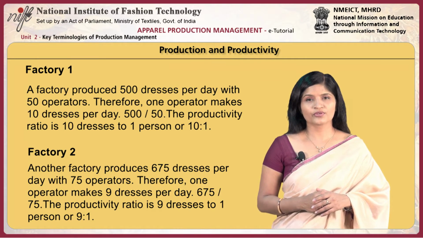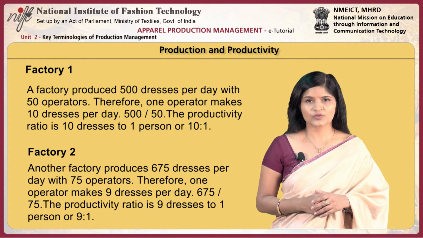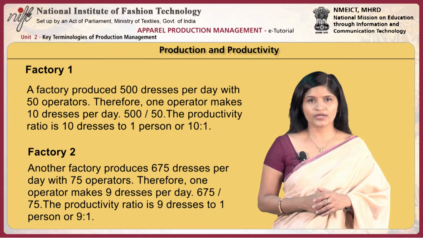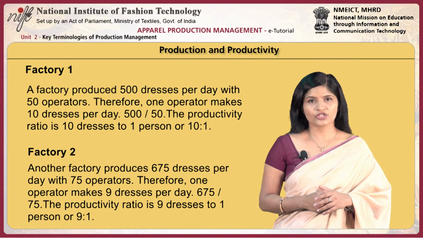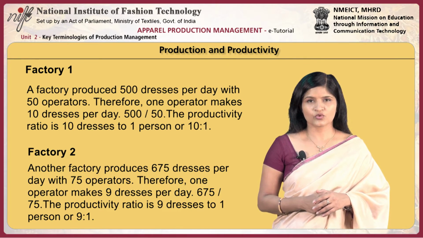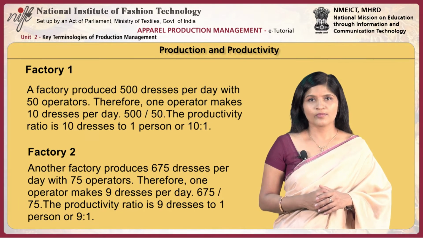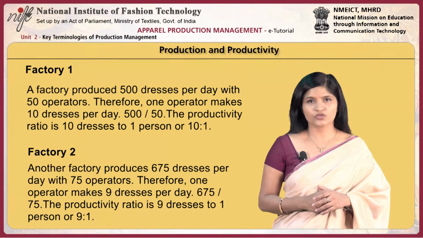Another factory produces 675 dresses per day with 75 operators. Therefore, one operator makes 9 dresses per day. The productivity ratio is 9 dresses to 1 person, that is 9:1. It is calculated by dividing 675 by 75. It is therefore obvious that factory 1 is more productive than factory 2, although factory 2 has higher production.